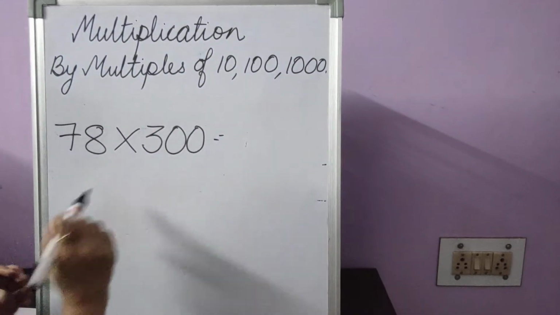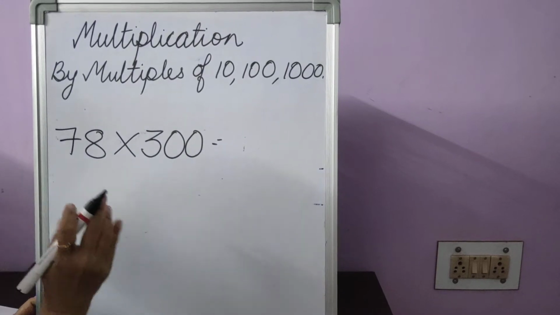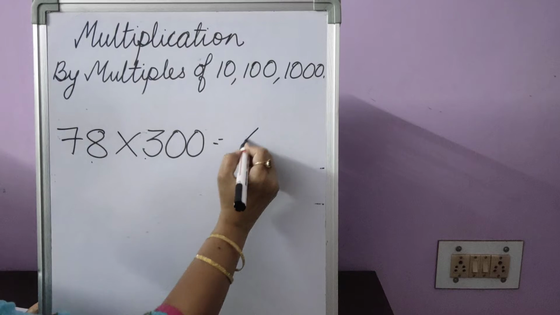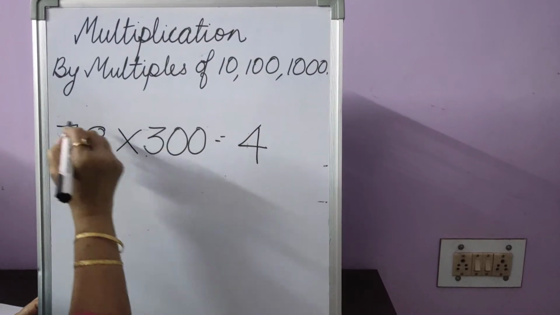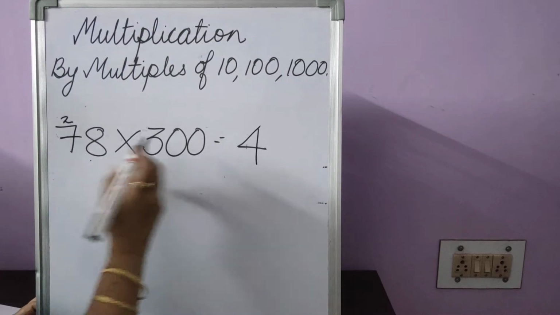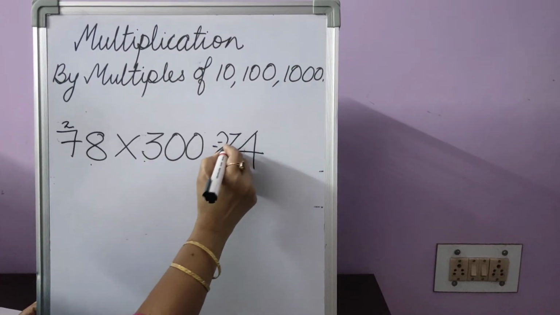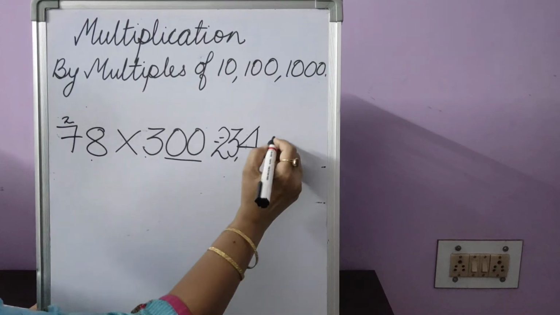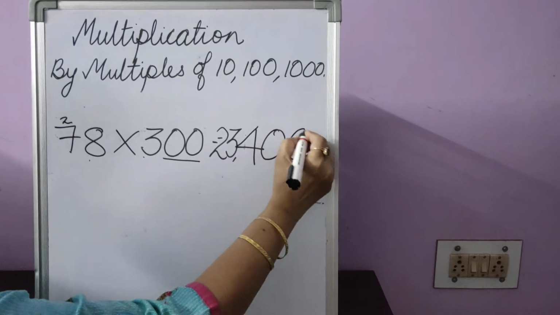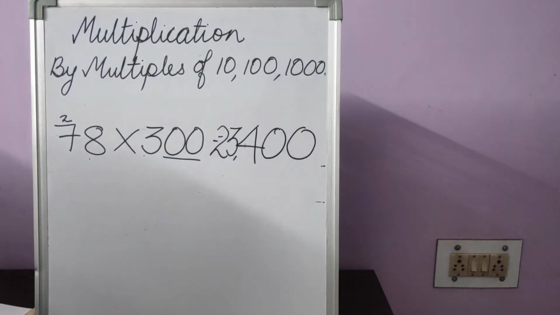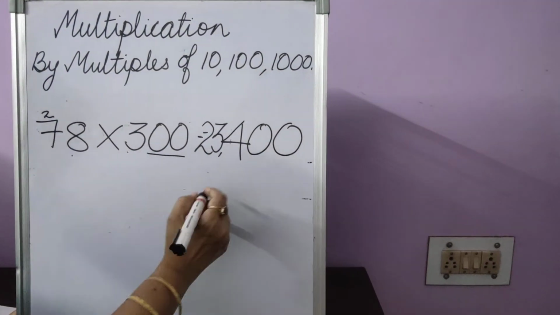So simply, what is your sum now? 78 multiplied by 3. So 3 8s are, now I'm not going to draw those arrows because you're going to do it orally. 3 8s are 24, 4 carry over 2. 3 7s are 21 plus 2, 23. Children, leave a gap. These two zeros that we had left out, now add them in front of it. That's it. Answer: 23,400.